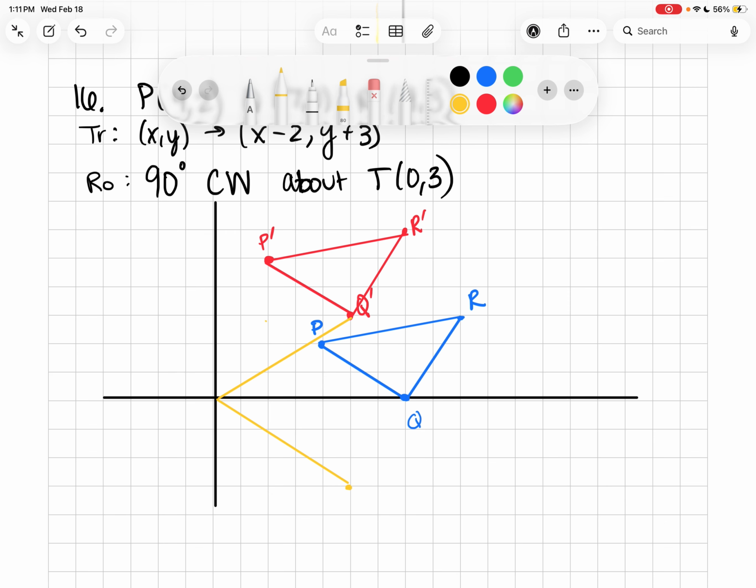I thought it said to do a 90 degrees clockwise around point T, which is 0, 3. Good catch. It does say that. I'll put it up there in a second. Okay, correction. It is about the point 0, 3, which will actually probably make this problem easier. So I'm going to throw point T on here really quick, which is 0, 3, so that's up here.